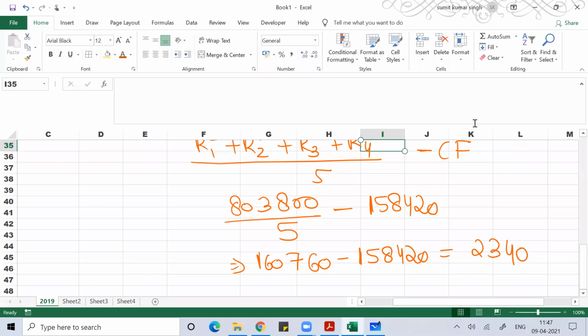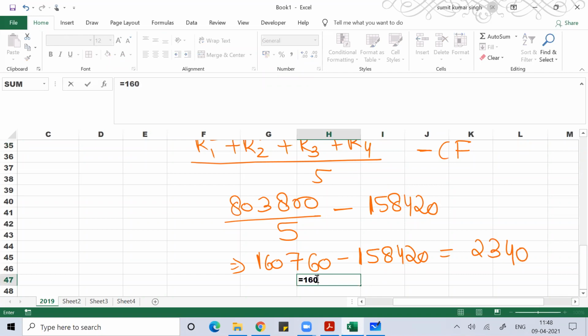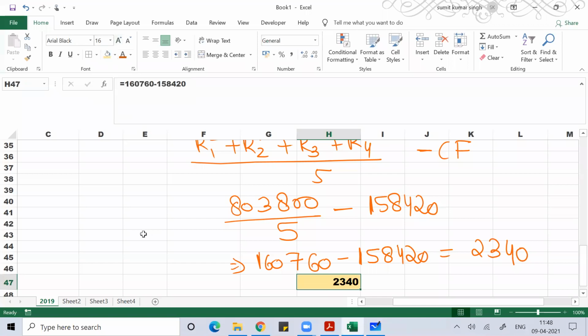Any doubt anywhere? This is 160760 minus 158420, so we get 2340. So this you got as the between sample sum of square, that is 2340.